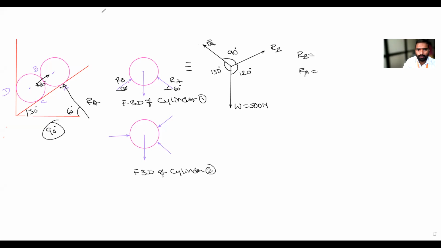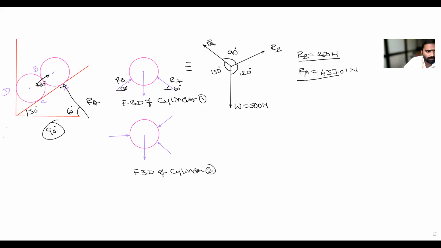Okay. What is the value of RA? 433.01 Newton. Okay. Then what is the value of RB? 250 Newton. Okay. So is RA and RB clear to everyone? Yes, sir.